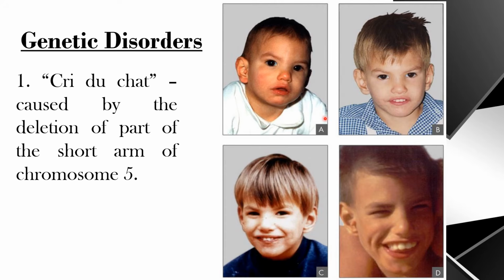The affected individuals have wide set of eyes. Yung eyes niya. They have a small head and jaw. And they are moderately to severely mentally retarded. And very short.